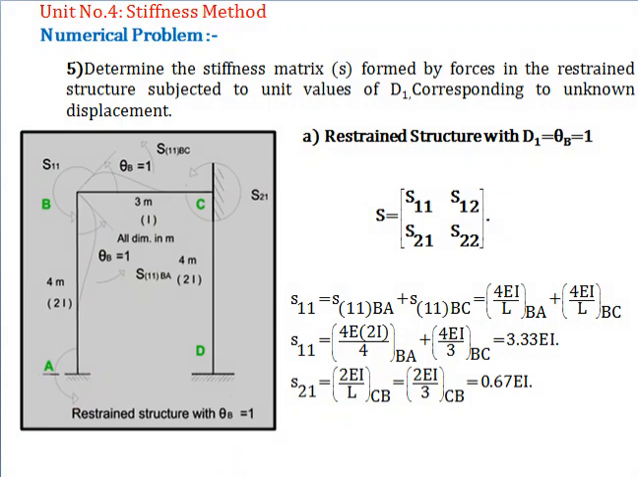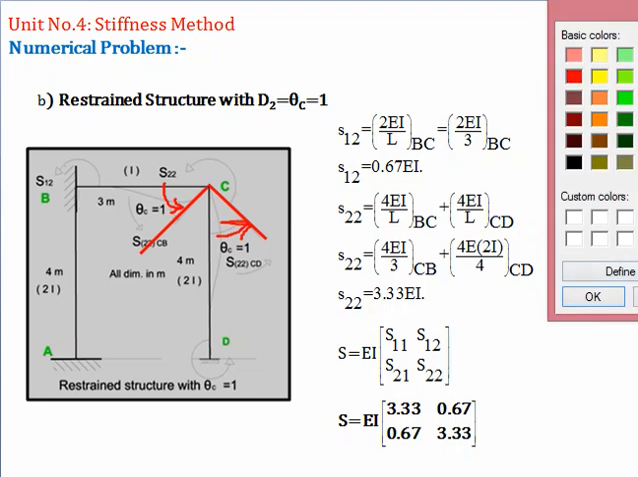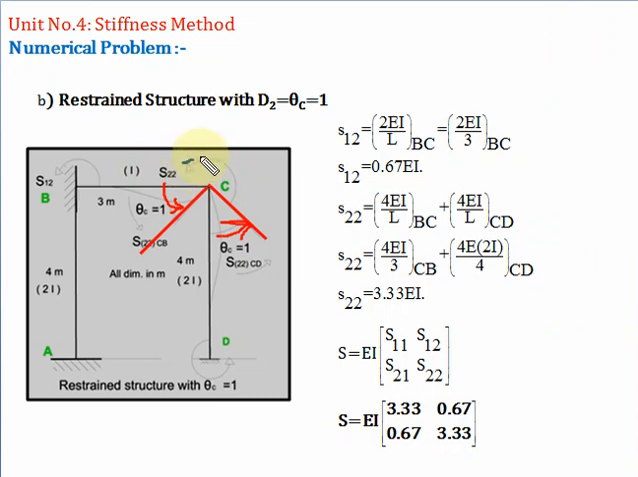Okay, the next step is to find S12 and S22. So here, the unit rotation is now applied at support C. And how is the unit rotation applied? It is always applied in the anti-clockwise direction. Now when the unit rotation is applied, the moment will be induced. In which member? In CB, and it will also be induced in CD.